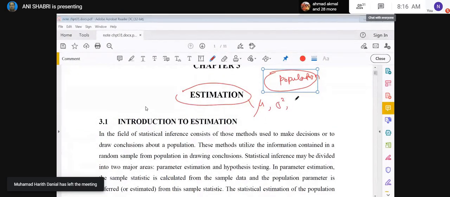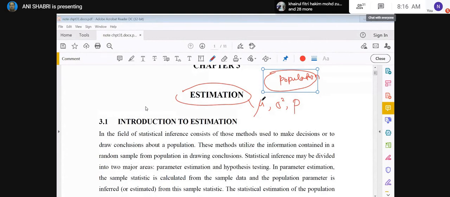I already taught about P. P is the proportion. Normally we just consider these three. In statistics, normally the population mean, variance or P are unknown. So we don't know, kita tak tahu.